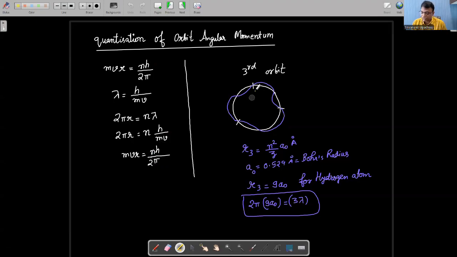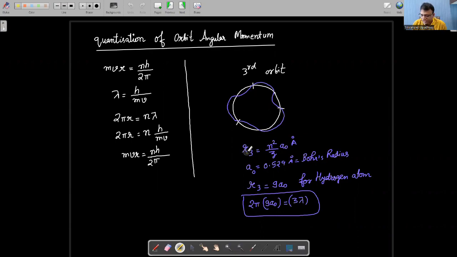So there are questions based on this concept of a stationary wave. Like when we are talking about the third orbit, the number of waves in a particular orbit is equal to the orbit number. If I am saying the third orbit, the number of stationary waves in the third orbit is equal to 3. Fourth orbit, number of waves is equal to 4.